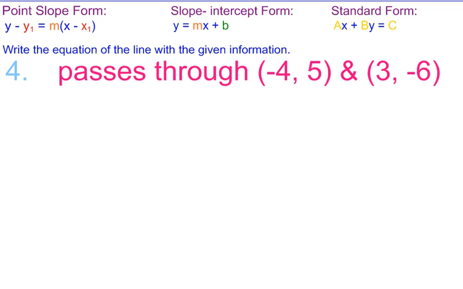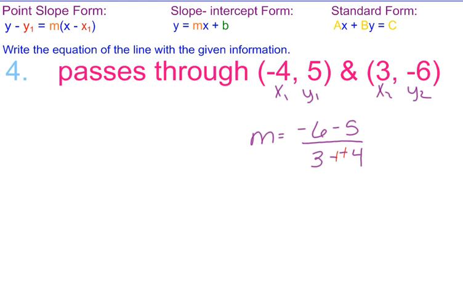The second one here, number 4, you're going to find the slope first again. So we're going to have x1 and y1 and x2, y2. And when I find this slope, I'll do it the same way I did the last one. So I'll take y2 minus y1 over x2 minus x1. So again, I've got the plus plus here. So I end up with my slope is negative 11 over 7.